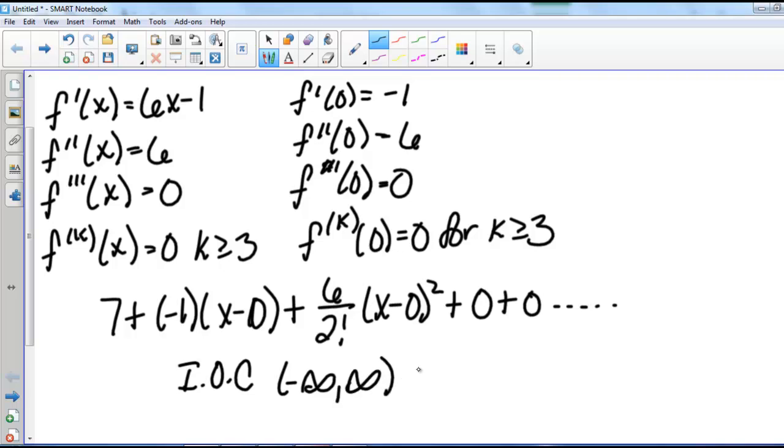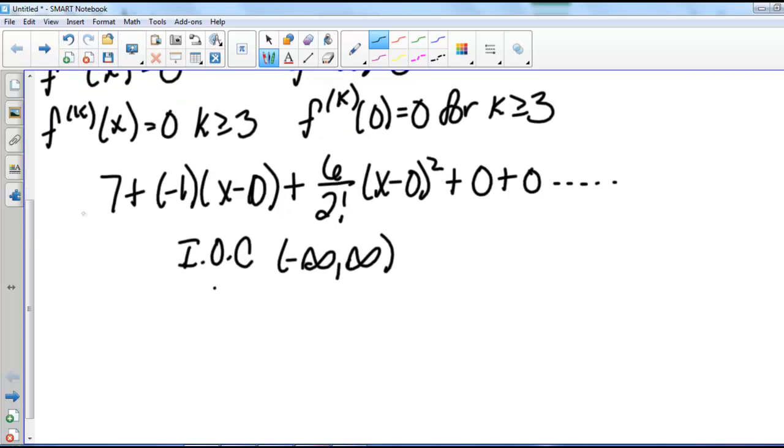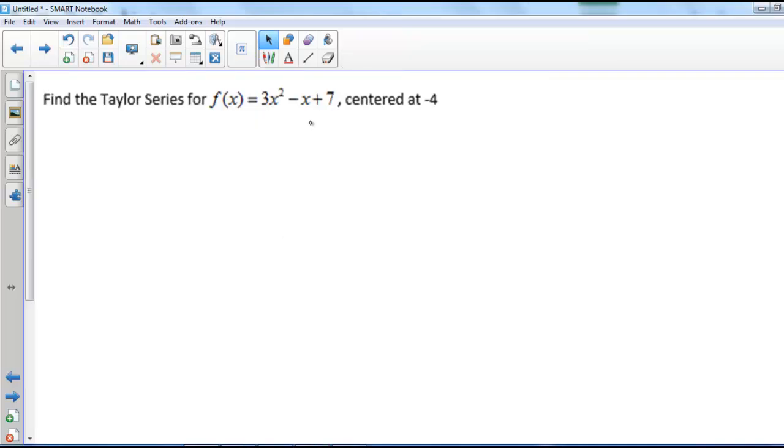And I'll leave you to determine why the series does converge for all x. But what you'll notice is that when we simplify this, we get back 7 minus x plus 3x squared, which is the polynomial we started with. We want to find the Taylor series for 3x squared minus x plus 7 centered at negative 4. So again, we start by finding f of negative 4, which is 59.